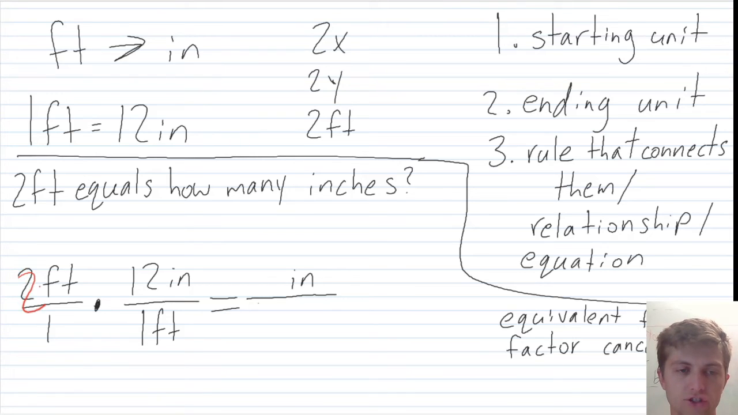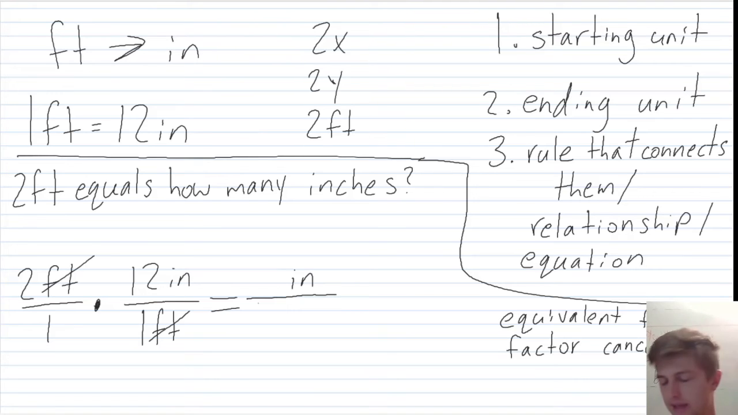Think of it as 2 times a foot equals 2 feet, right? 1 times a foot equals 1 foot. 12 times an inch equals 12 inches. You can kind of think of it as multiplication. And if it's multiplying, that means it's a factor. If it's a factor, that means if it's the same in the top and the bottom, we can cancel it. So we got rid of our feet.